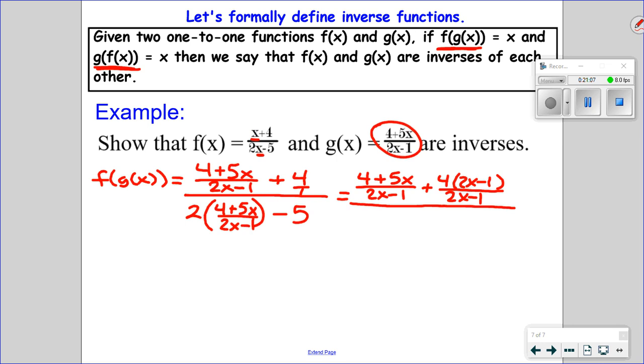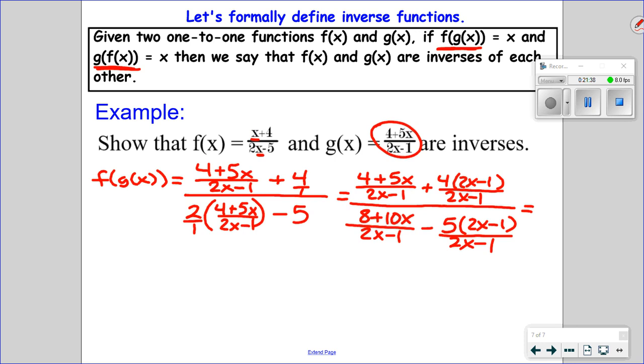We're going to do a similar thing to the denominator, but before we do that, let's go ahead and multiply times 2. And so we'll end up getting 8 plus 10x all over 2x minus 1 minus 5. And actually I think I'm just going to go ahead and find my common denominator here as well, so we'll do two things at once.